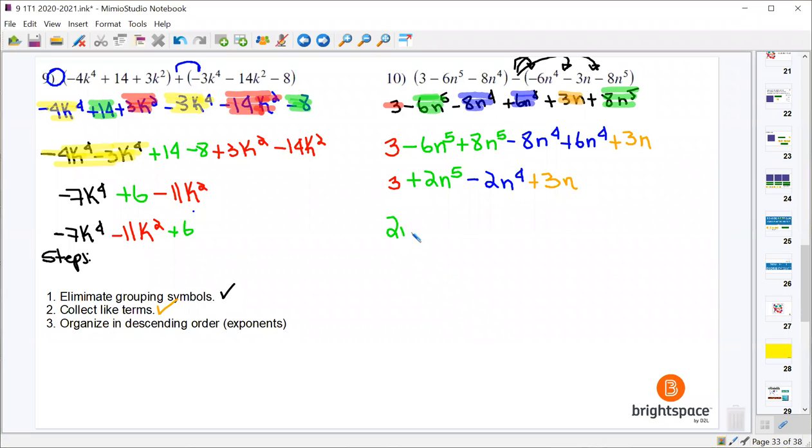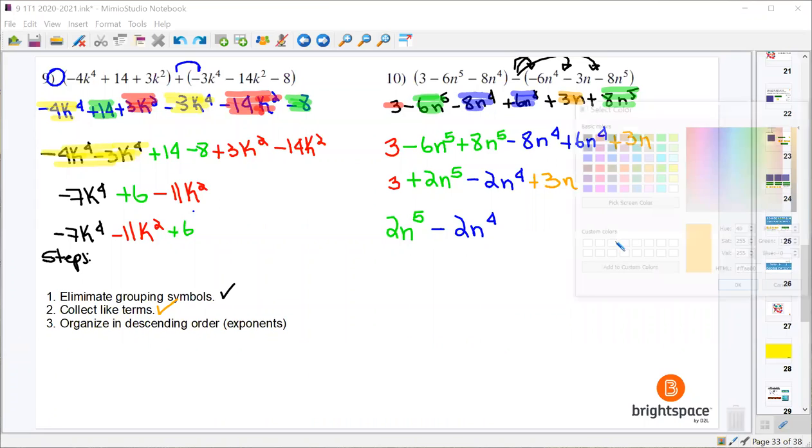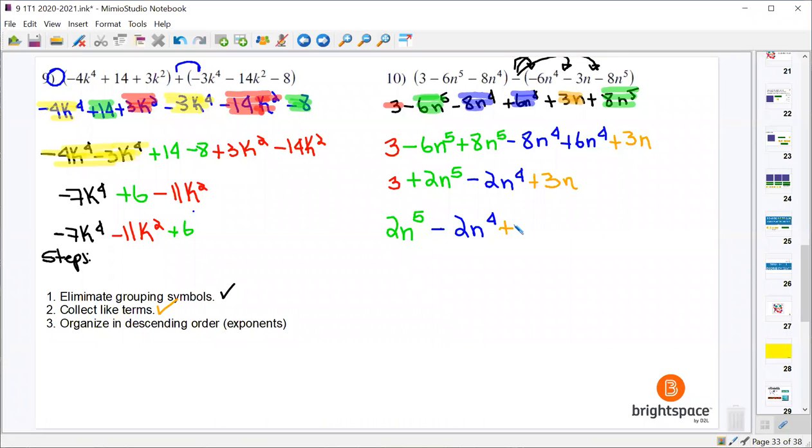So I'm going to have 2n to the 5th power. After that, minus 2n to the fourth power. This is not green. It's going to be orange. It's going to be plus 3n. And finally, plus 3. Any questions, guys?